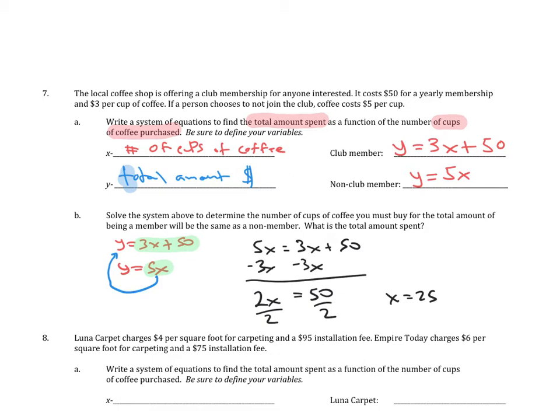So we now know that the number of cups of coffee is 25. That's where they'll be the same. And then to figure out y, we have to plug that back in. So we can say y equals 5 times 25, and y equals 125. So when we have 25 cups of coffee, the costs are the same at $125 total.